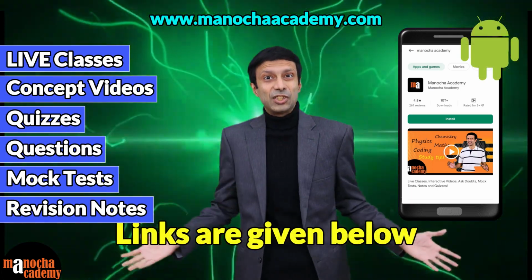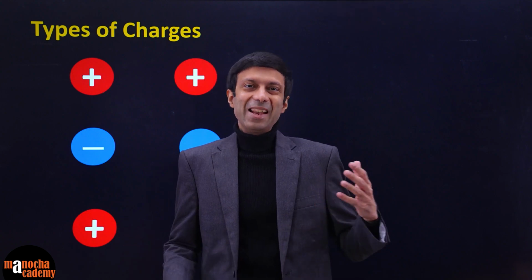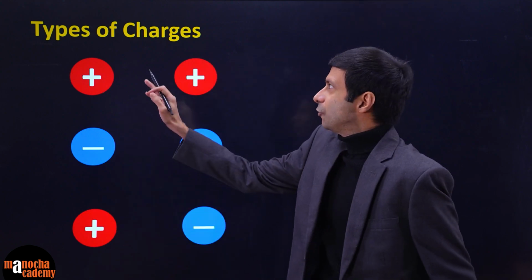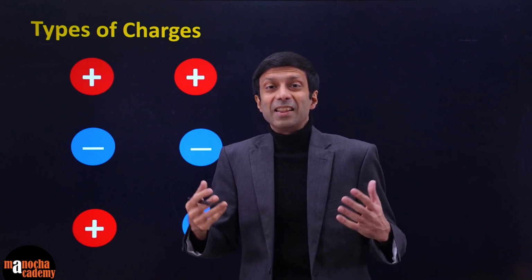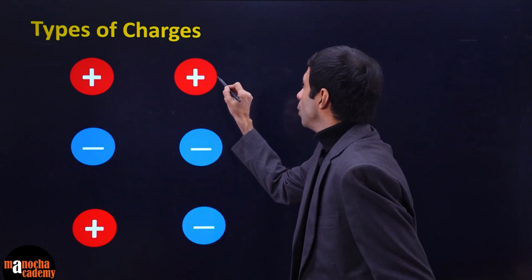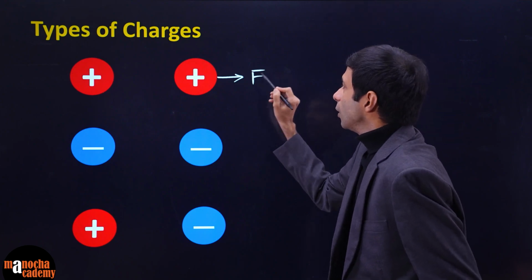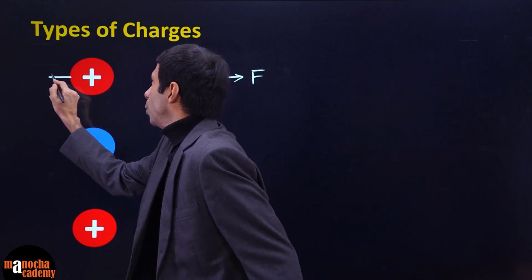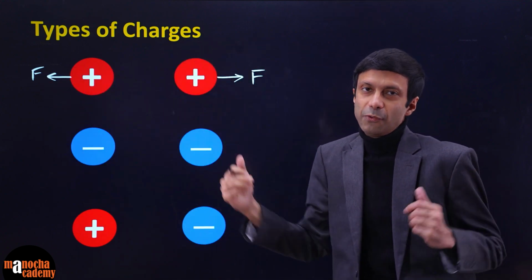All right, let's dive into the world of Coulomb's law. There are two types of charges, positive and negative. Let's say we have two positively charged bodies like this. What will they do? That's right, they are going to repel each other. They are going to push each other away with a force. So both these positive charges are going to repel each other with a force.